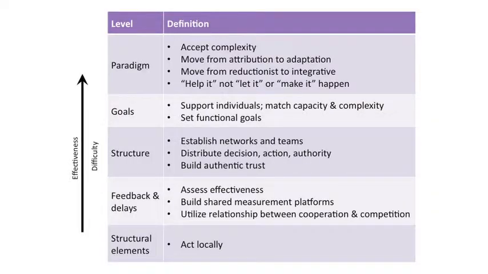Goals need to be functional. We need to support individuals, and match capacity and complexity. The structural things we should be thinking about are networks and teams and distributing decision, action, and authority, creating those information flows and building trust to reduce the complexity of the environment. Feedback and delays are things like assessing effectiveness, but in a different way, through shared measurement, through utilizing those relationships between interdependencies, cooperation, and competition. And fundamentally, where we spend most of the time is down at that structural element level. That's the local action that we need to support through those other parts of the system.